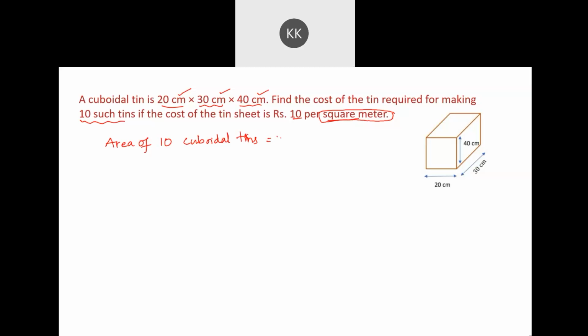This will be equal to 10 times of, what is the formula? 2 times of LH plus BH plus LB. This is the formula. So, 10 times of 2 multiplied to LH. LH is 20 and 30, right? 20 into 30 plus BH, 30 into 40.